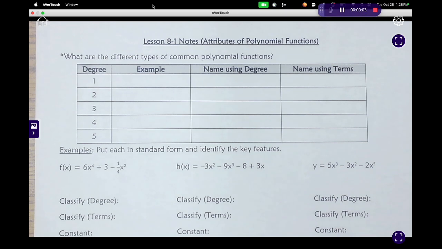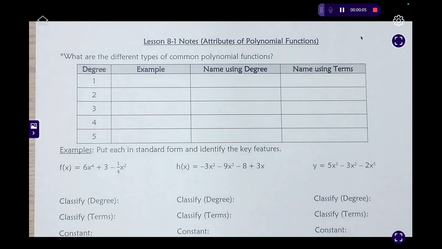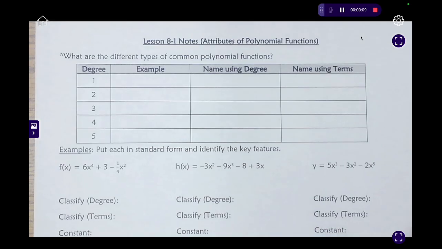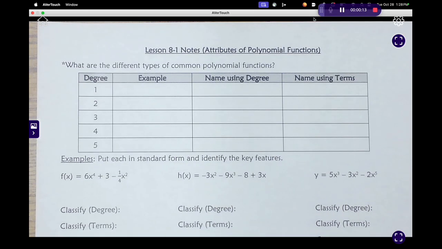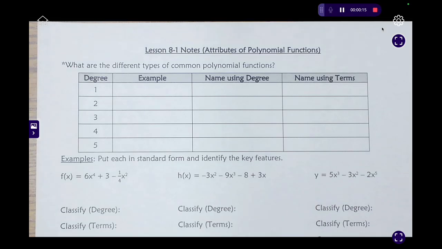All right, so looking at this, we are getting into polynomials. So the first thing that we're going to look at is a lot of the vocabulary. Okay, so making sure that if we're given a polynomial, we can identify different parts of that polynomial. So some of the first things that we're going to look at is how to name a polynomial.